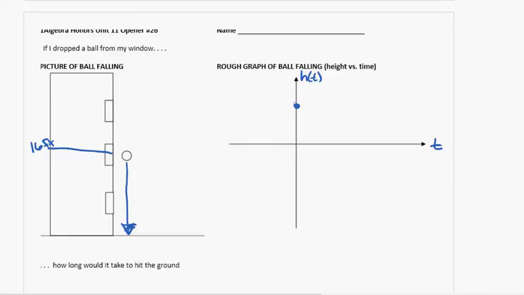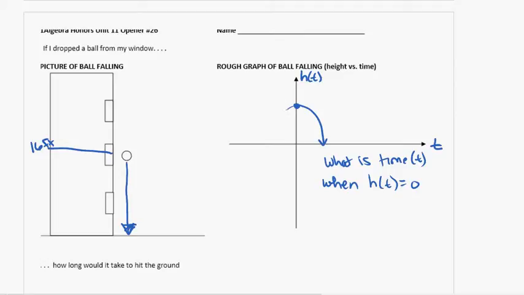And so the question is, how long would it take to hit the ground? Well, really what we're asking is, what is the time t when h of t is 0? Right? We're asking for the x-intercept.